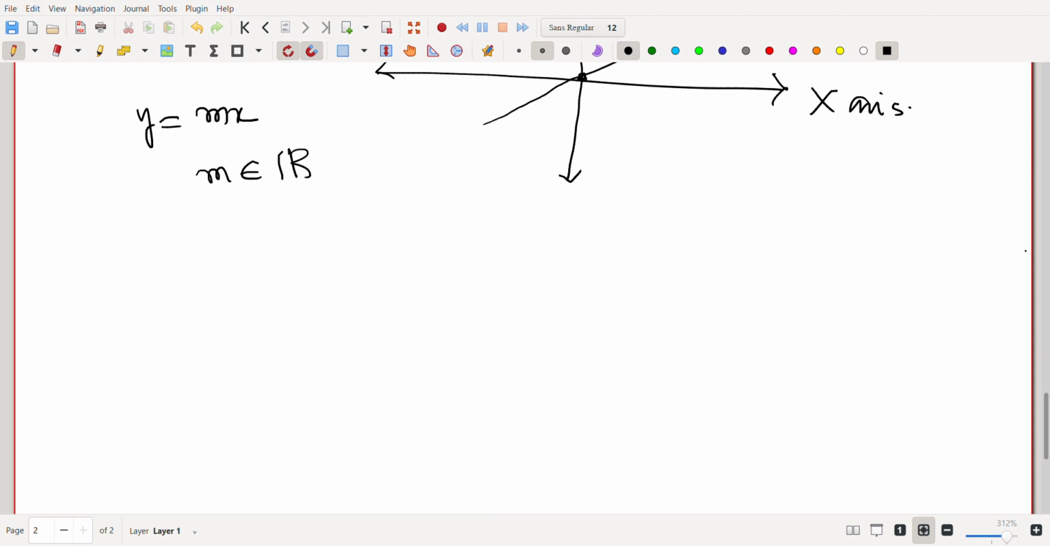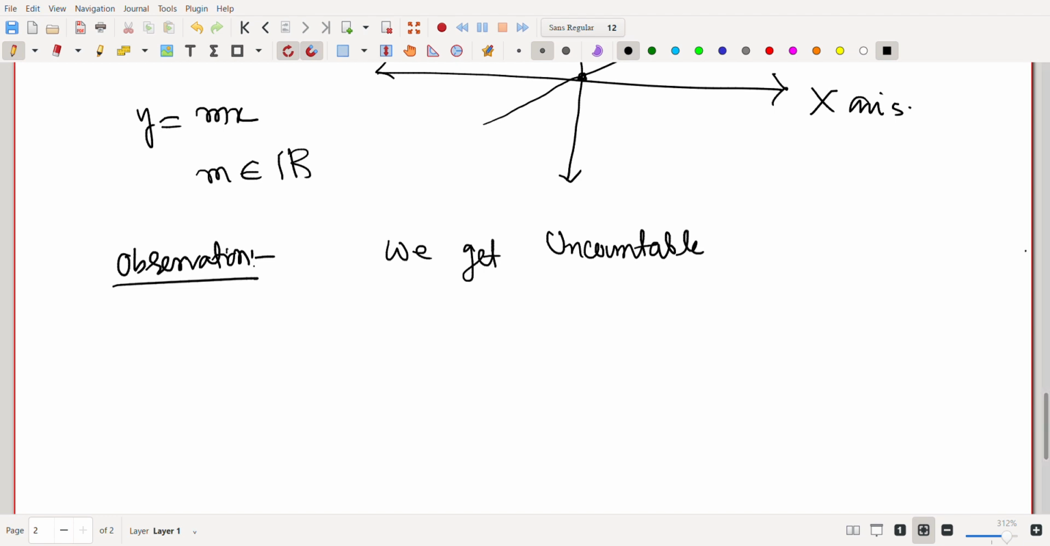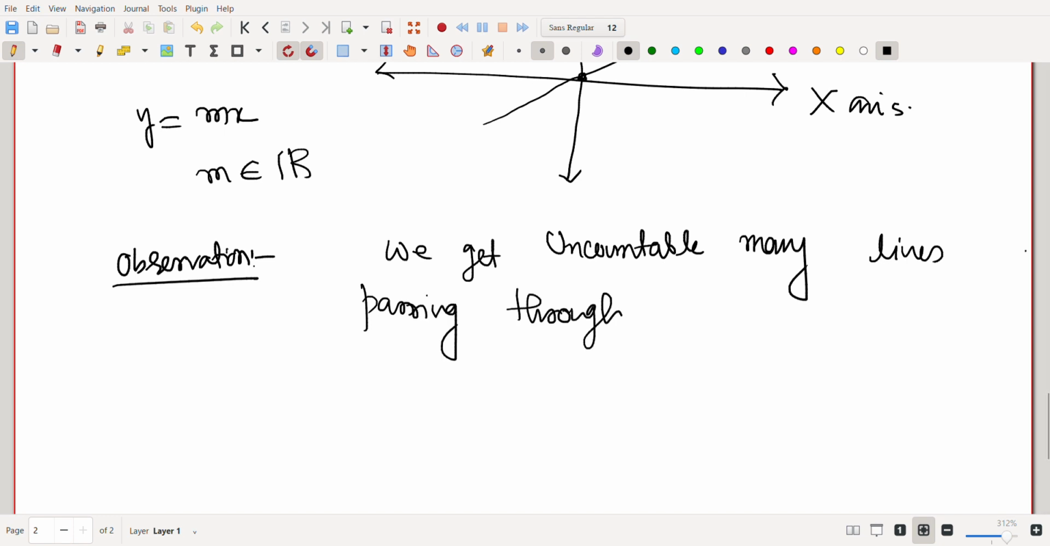So the first observation: we get uncountably many lines passing through P, and similarly we get uncountably many lines passing through Q, right?